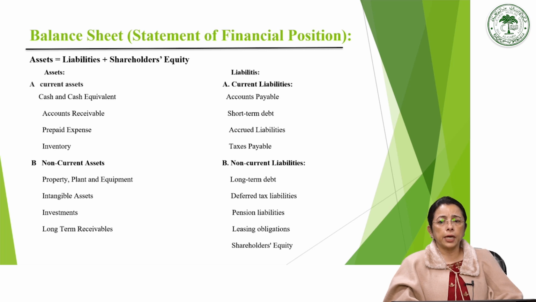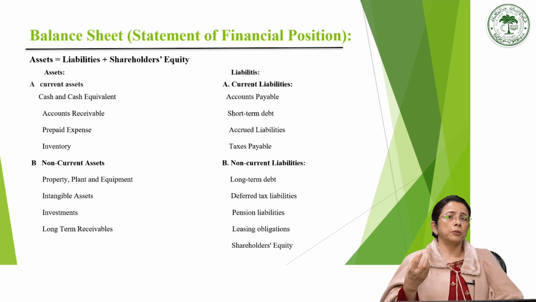Accrued liabilities are unpaid costs that have been incurred but have not yet been paid. Maybe you have taken benefits or some services from the market, and you still have to pay the liability, which remains outstanding and needs to be paid in future. It is called accrued liabilities.